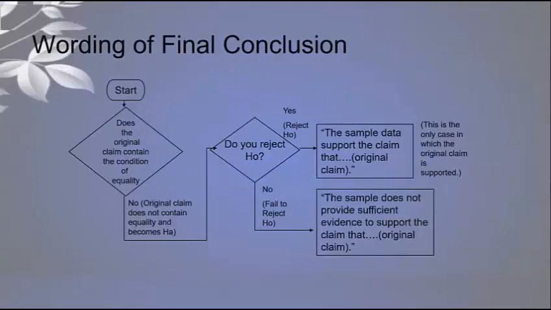To start, we have to ask, does the original claim contain the condition of equality? If the answer is no, the original claim does not contain equality and becomes the alternative hypothesis. If it is yes, then reject the null hypothesis. If it is no, then fail to reject the null hypothesis.